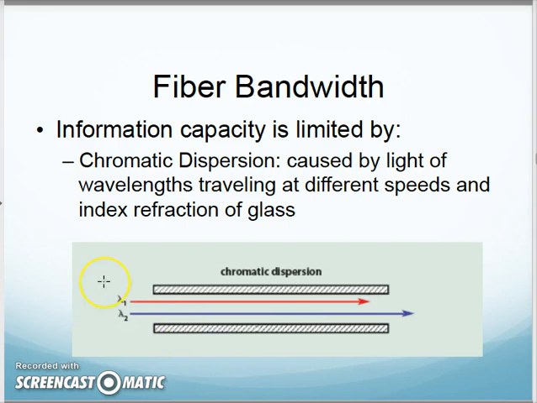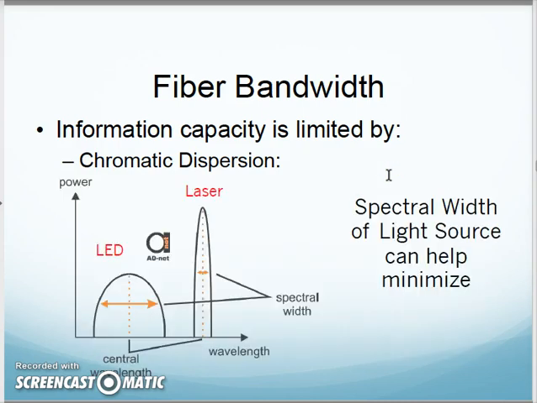Well, as I start bending light and moving it down through a fiber, I tend to have some wavelengths of light get there a little bit quicker than the other ones. So chromatic dispersion is caused by different wavelengths of light traveling at slightly different speeds down through the fiber. One of the things that can be done to minimize this is control the spectral width of your light source.